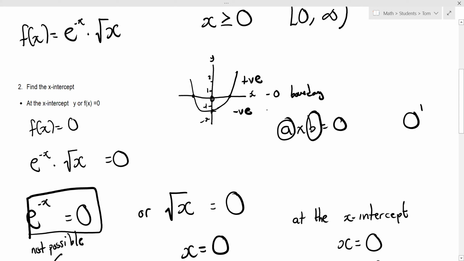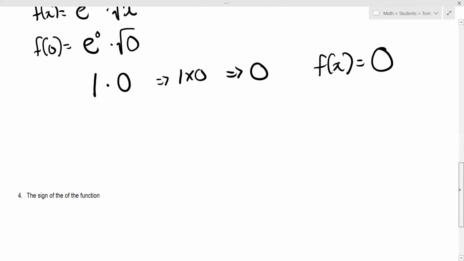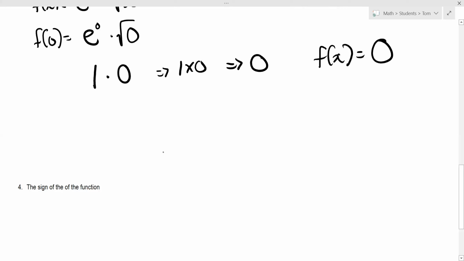So how do we find the sign of this? It's always good to check where the function itself is equal to 0. You check at the boundary, and then x values to the left and to the right of the boundary. You can check those and see if they give you positive or negative values. However, we can say now, we have f of x equals e to the power of negative x dot square root of x.